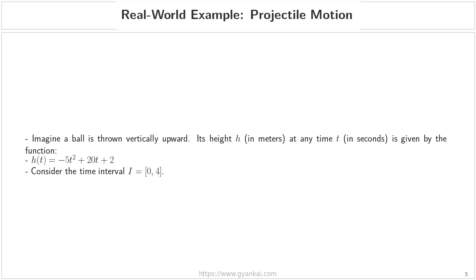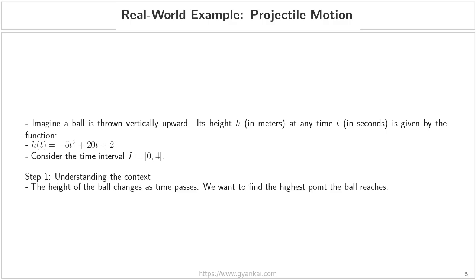For this example, we will focus our observation on the time interval from 0 to 4 seconds. Let us break this down step by step. Step 1 is understanding the context. As the ball travels through the air, its height changes over time. Our primary goal here is to determine the highest point the ball reaches during its flight.